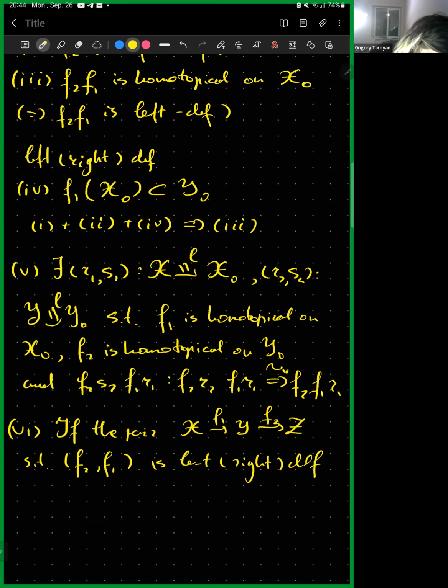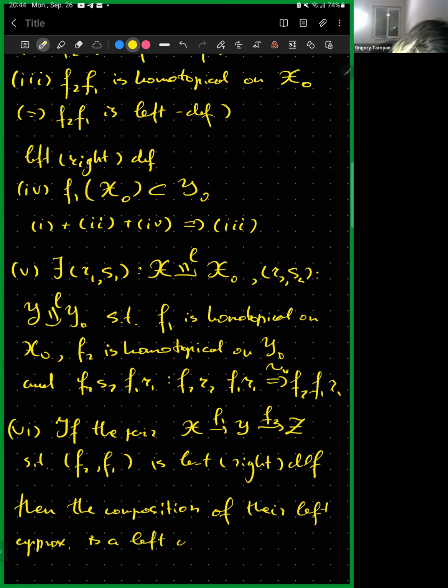then the composition of the left approximations is a left approximation of the composition.